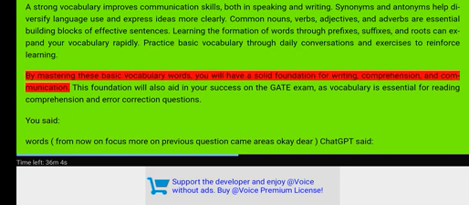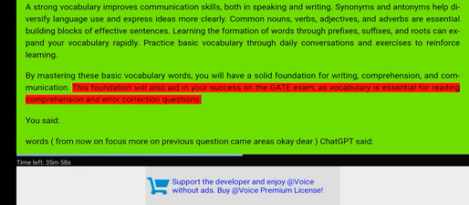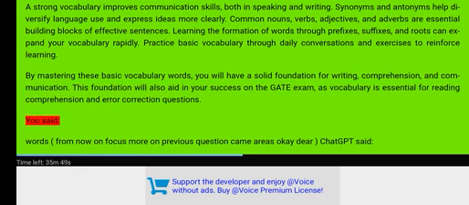By mastering these basic vocabulary words, you will have a solid foundation for writing, comprehension, and communication. This foundation will also aid in your success on the GATE exam, as vocabulary is essential for reading comprehension and error correction questions.